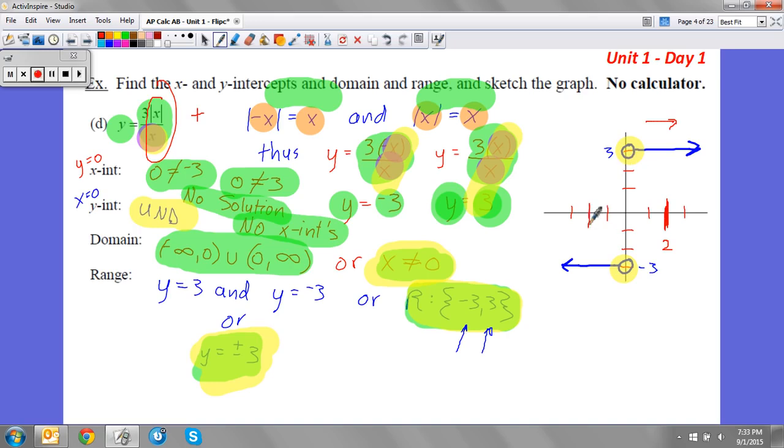And if I did another test point like negative 2 over here, the absolute value of negative 2 is 2. I'd have that multiplying with 3, but then I'd have it dividing by negative 2. This gives me a negative answer. That's why this is going to go off to the left over here. That's how you know. It's going to be either what you see drawn here or vice versa. All right, so let's keep going.